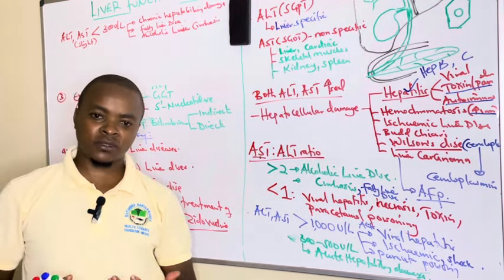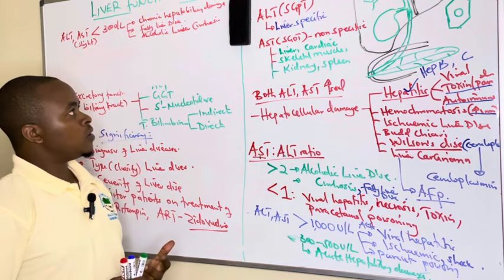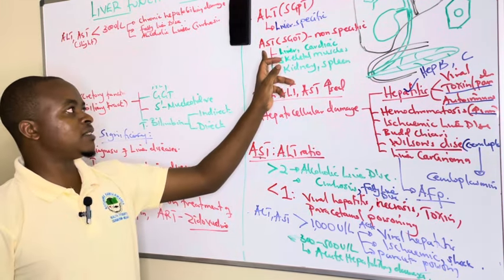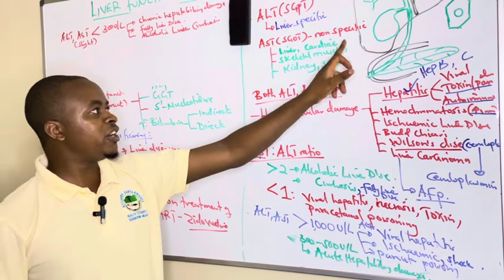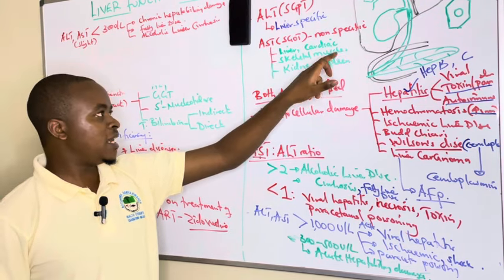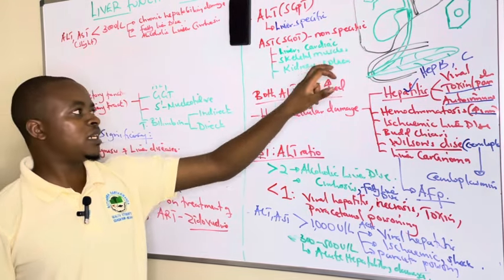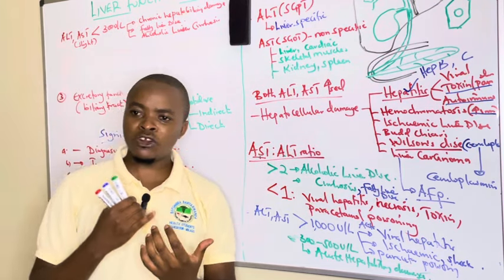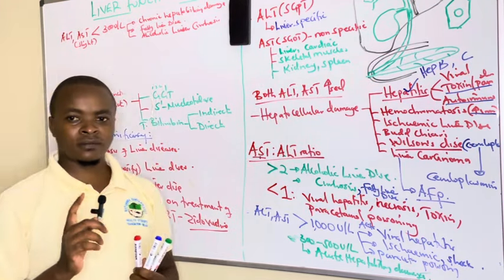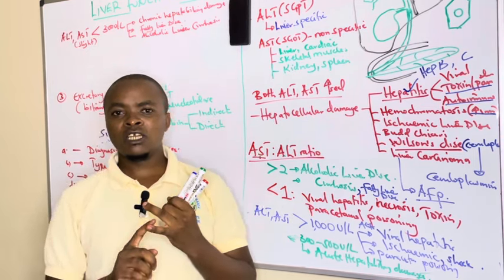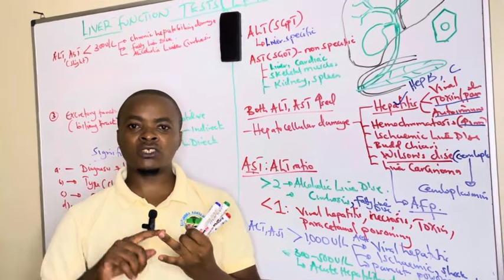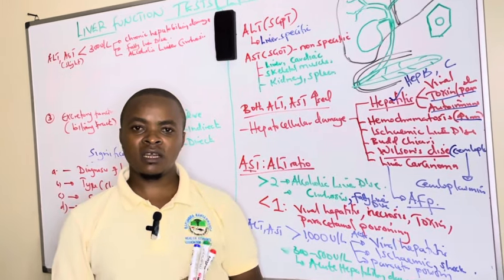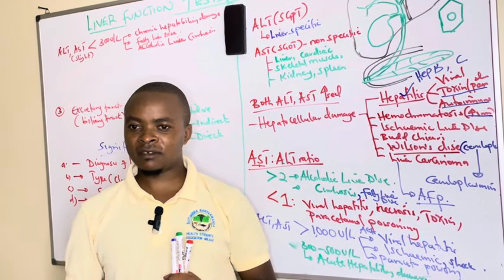So sometimes we can always ask which other conditions can lead to elevated AST. AST can be elevated in myocardial infarction, in any muscle dystrophy, kidney disease, and sometimes splenomegaly. So sometimes we do ALT to determine the cause of elevated AST, or the origin of elevated aspartate aminotransferase.